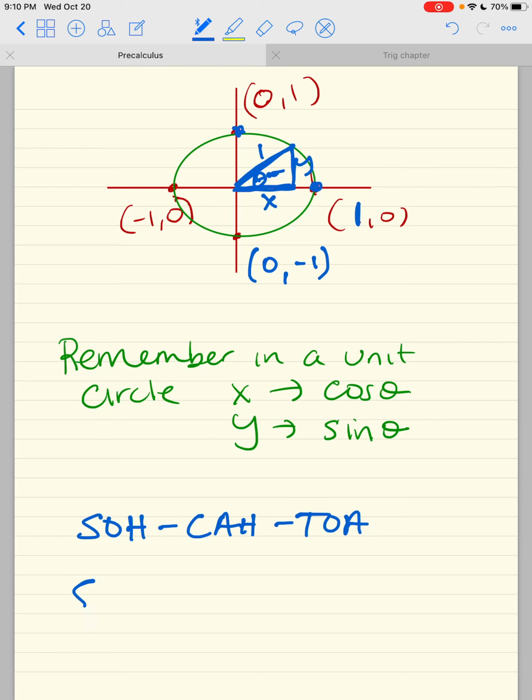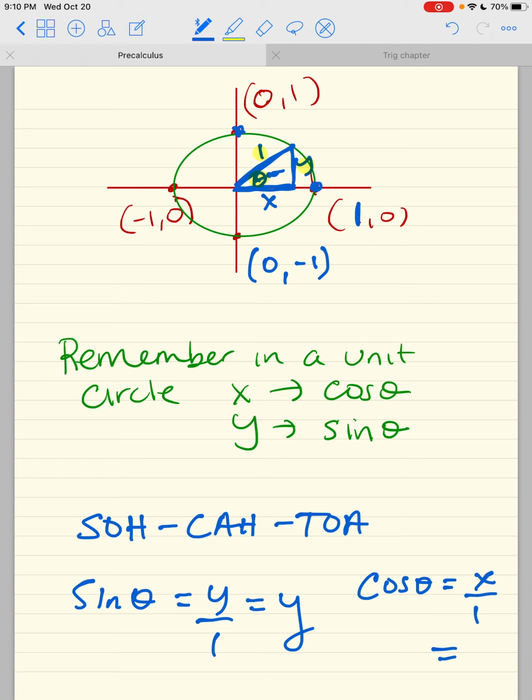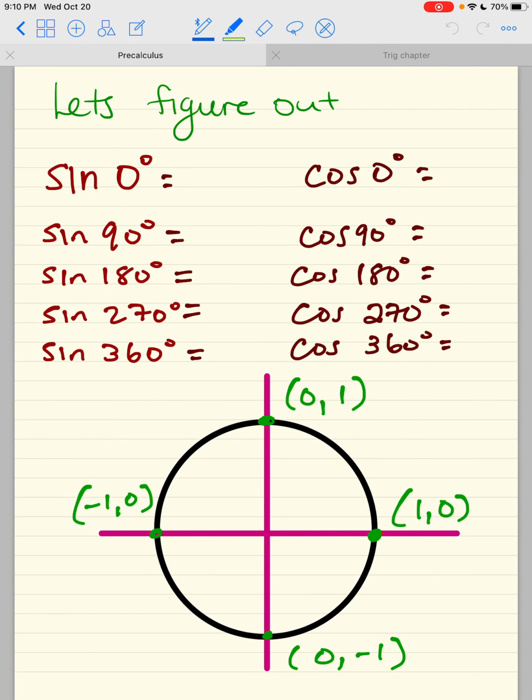SOHCAHTOA. Sine of the angle is going to be opposite over hypotenuse, which is just y. Cosine is going to be x over 1, which is just x because it's adjacent over 1. Okay? So sine is actually just the y, and cosine is just the x. Everything is neater and easier. So with that, look what we can figure out just from this beautiful unit circle.